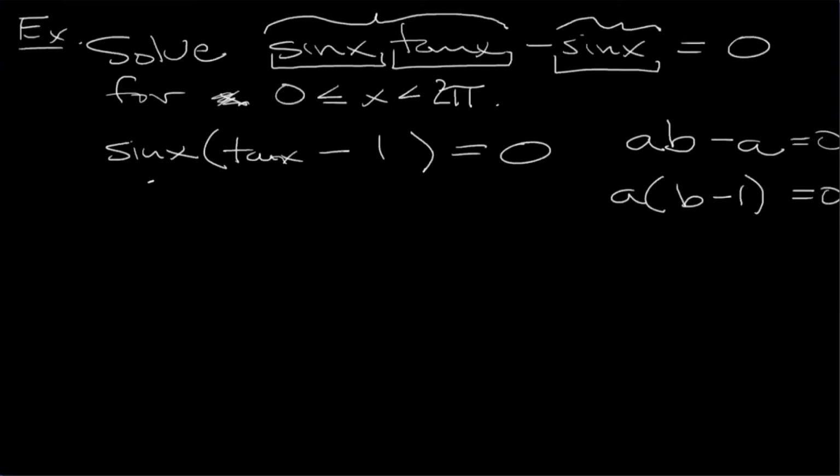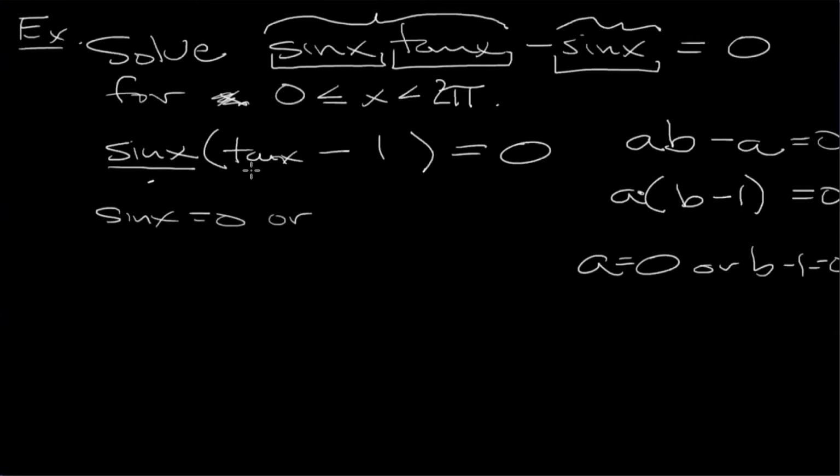And then what's the trick that we use to solve something when we have it in factored form equal to 0? So I have this times this equals 0. What does that mean about one of those pieces? One of them has to be equal to 0. So this is multiplication here. So either a is equal to 0 or b minus 1 is equal to 0. And we can do the same thing over here. Either sine of x, this piece, is equal to 0, or tangent of x minus 1 is equal to 0. One or the other, or both.